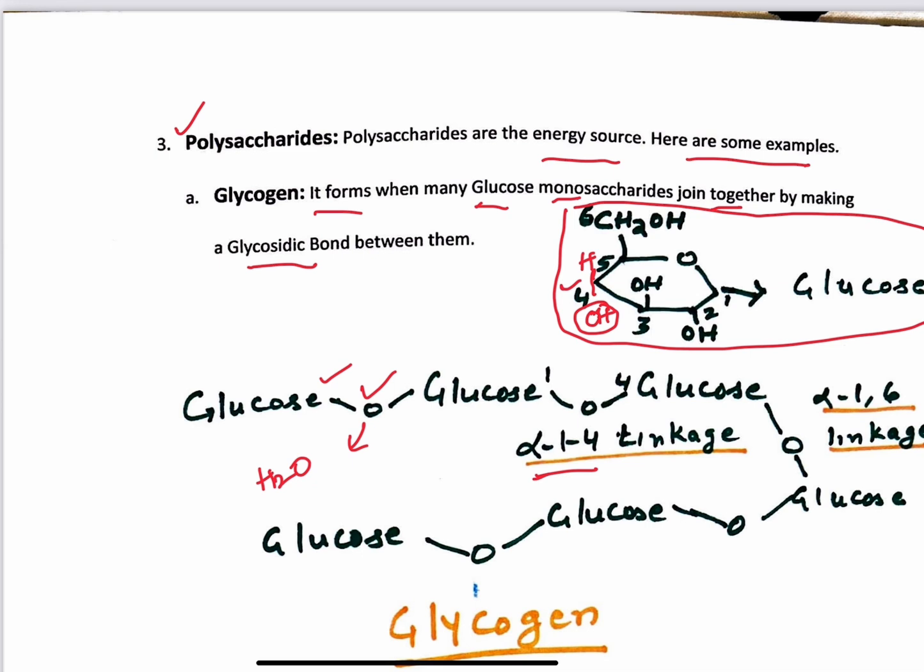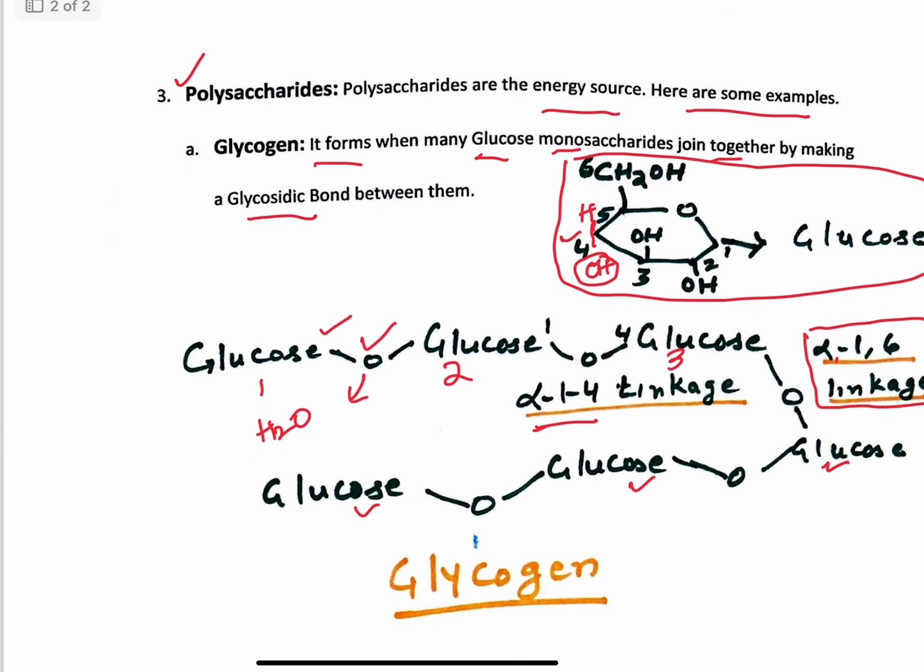Similarly, now this is one chain: one glucose, second glucose, third glucose, and now there is an alpha 1,6 linkage to another chain of glucose. So that's the second chain right there. This linkage is alpha 1,6 linkage. When this structure forms, the end product is glycogen. So glycogen is a polysaccharide.